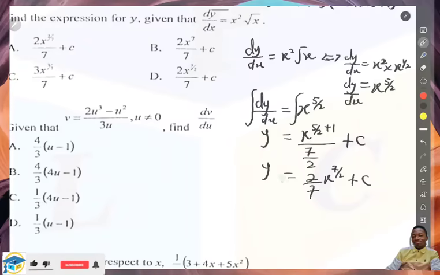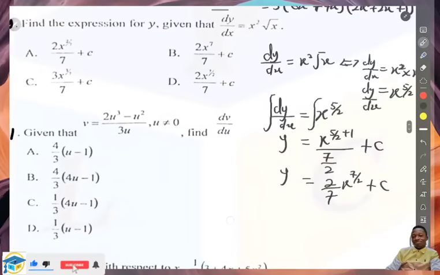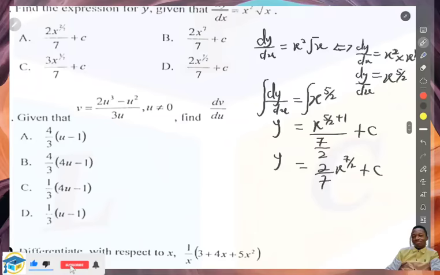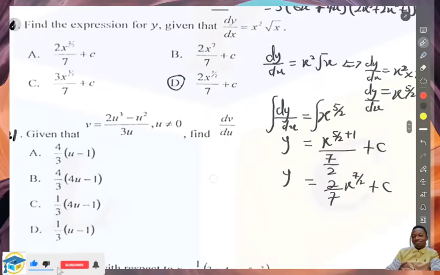And this is how you find the expression for y, given the first derivative of y, which was x squared square root x. So we are getting 2 over 7 x to the power 7 over 2 plus c. And that is how it should be. So let's take note of that, and that should be for option D.